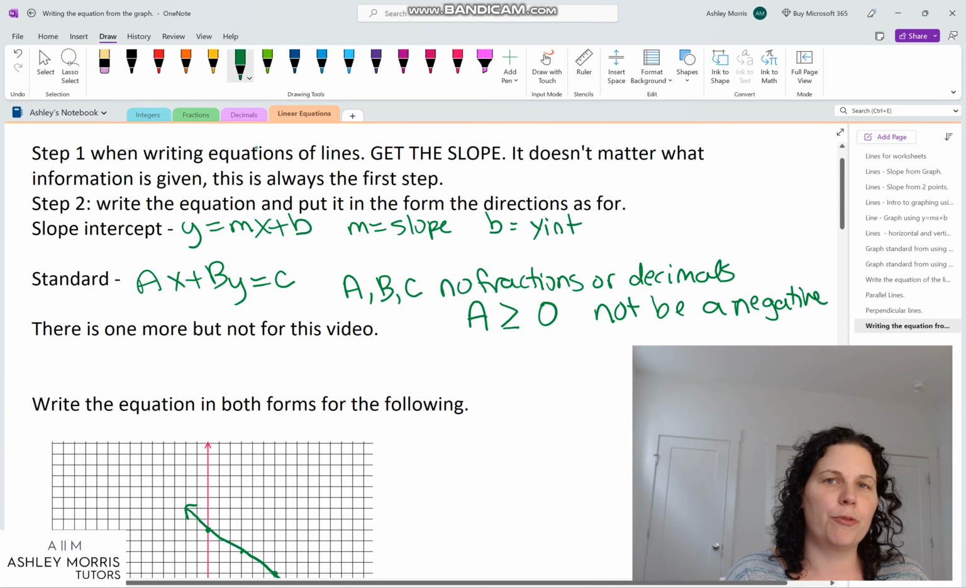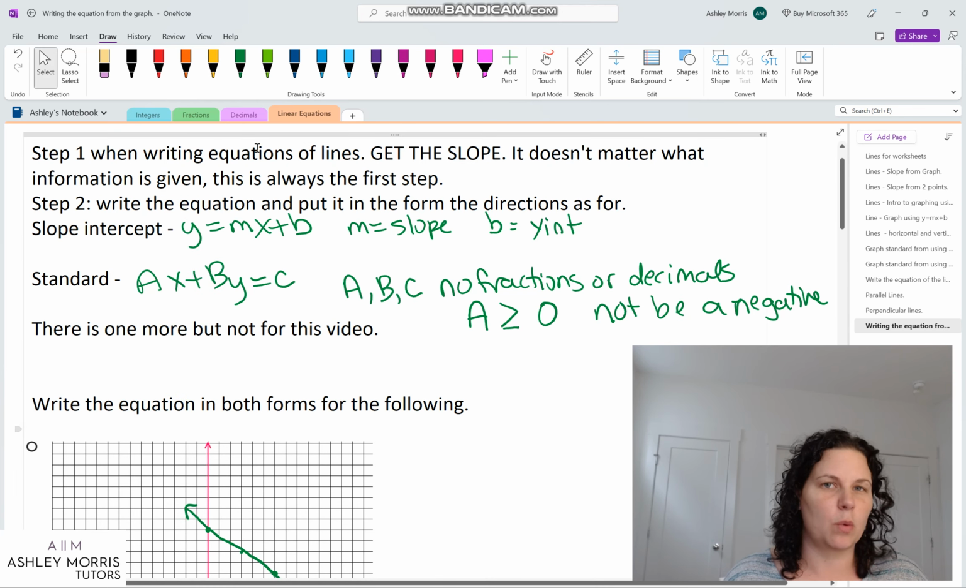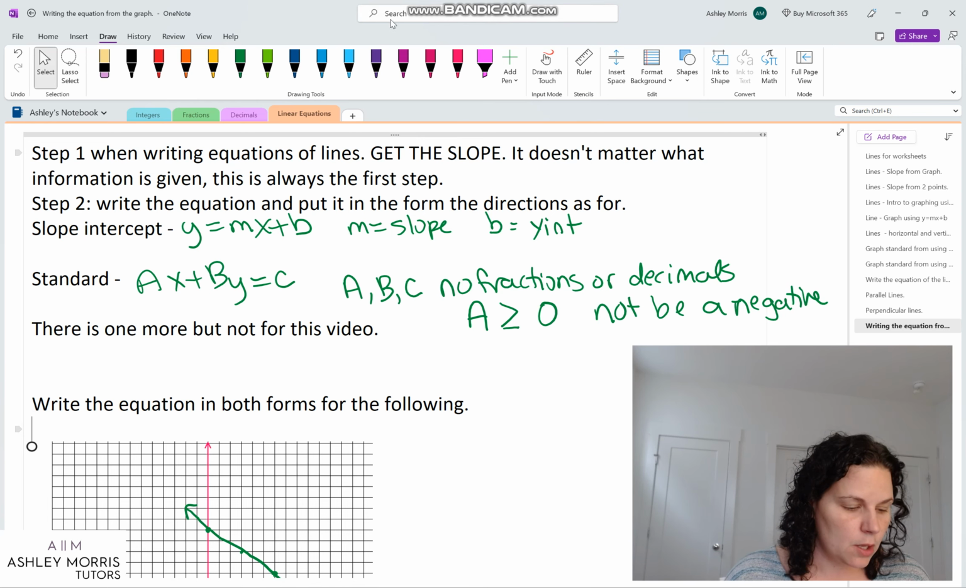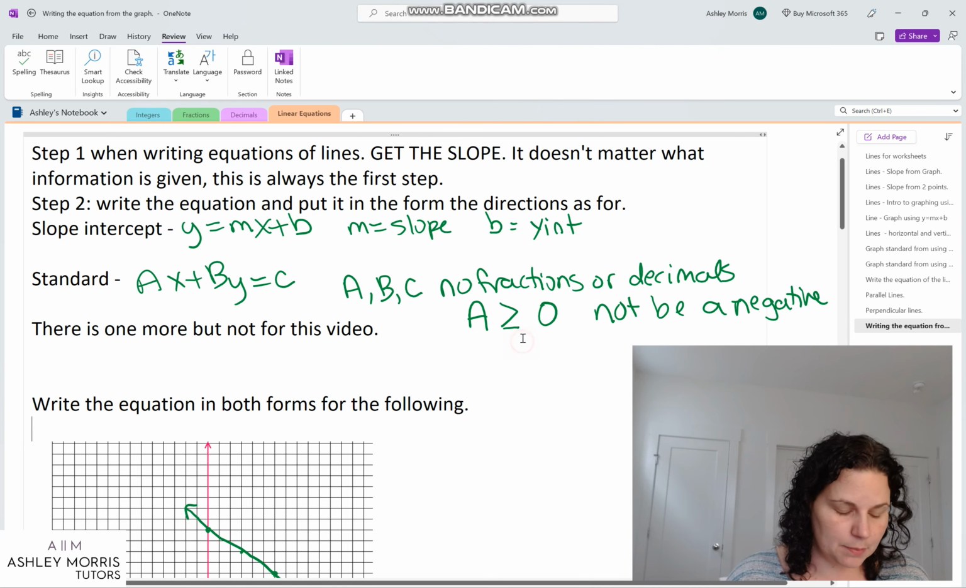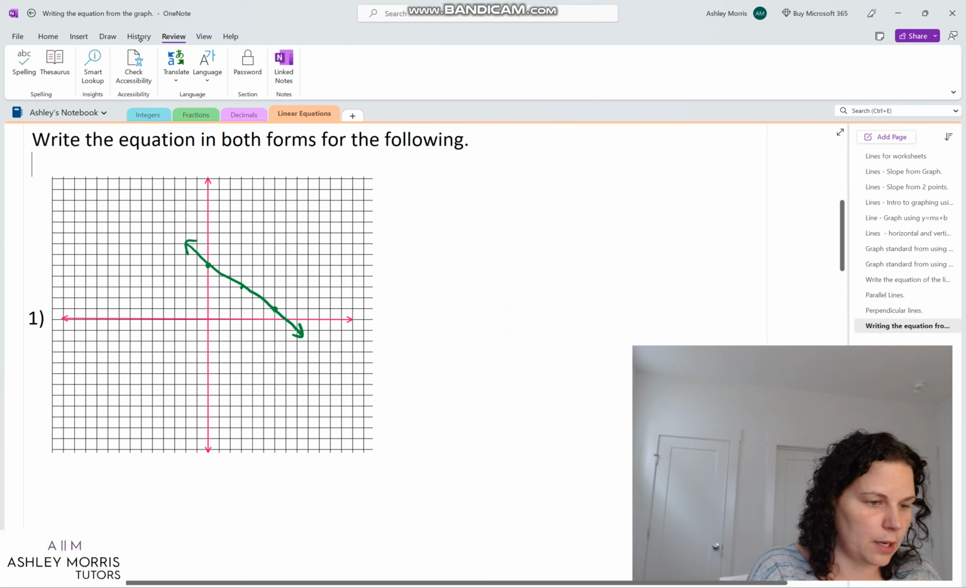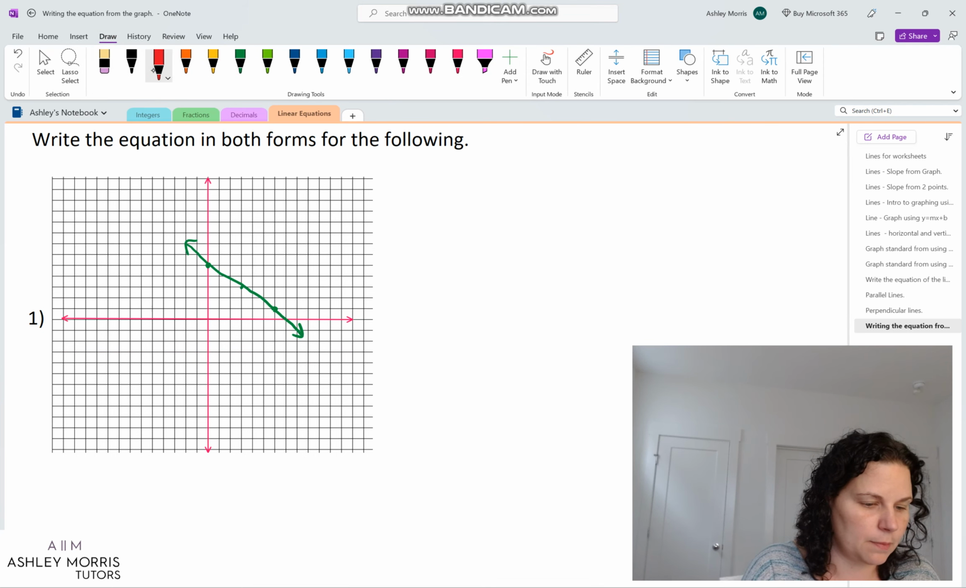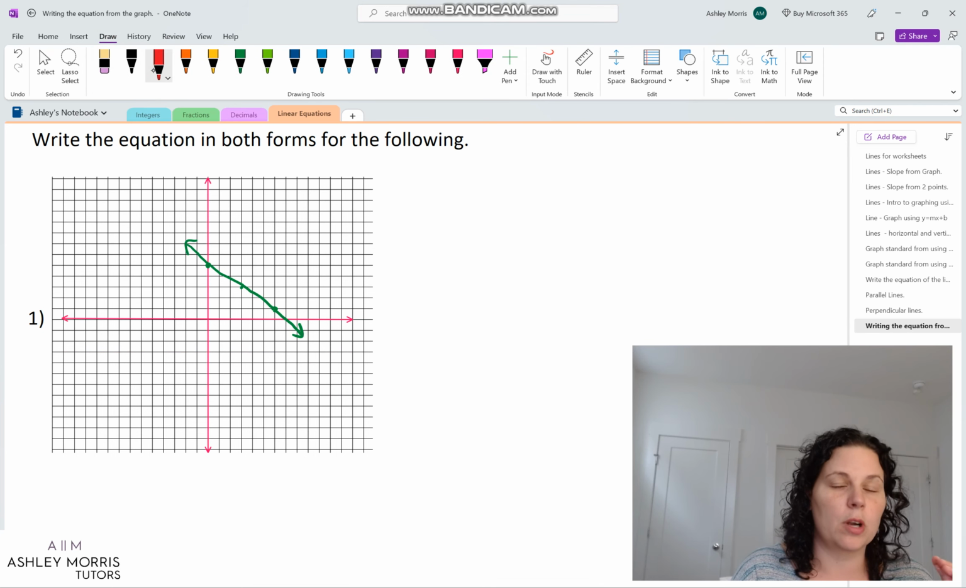There is one more form. We're not going to talk about it in this video. We don't need it for this video. We're going to hold off on that one. So let's look at some graphs that I made. My lines are not super duper great, but my points are where they need to be. So we're going to write the equation of the line in both forms.